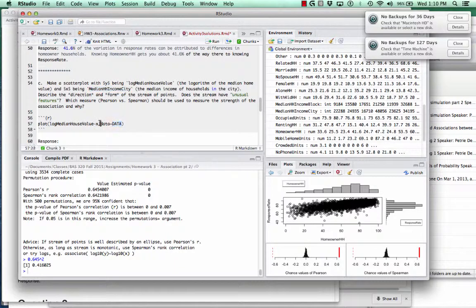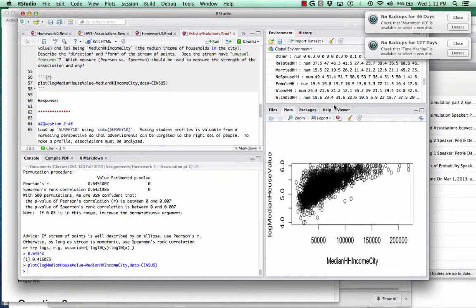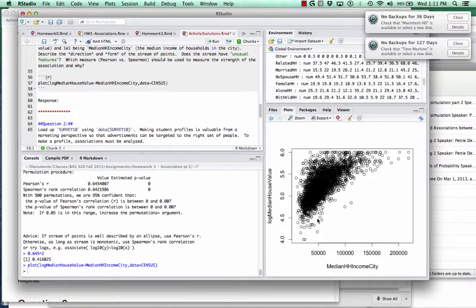So I'll replace those two. And the data frame I'm looking in is census here. So we're basically using the median household income for the city in which that census block is located as a predictor of the median house value of that census block. So if I click Run, that brings up the scatter plot here. And so we see that it's a positive relationship.